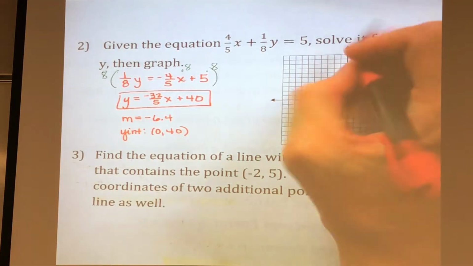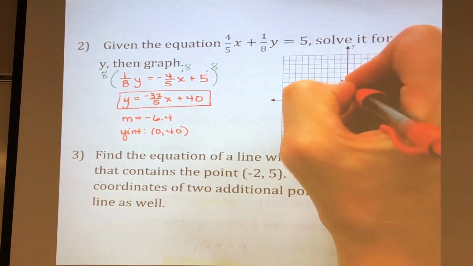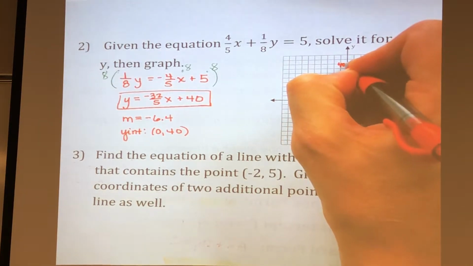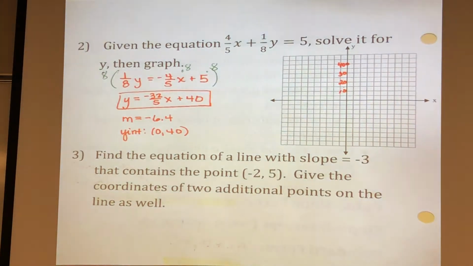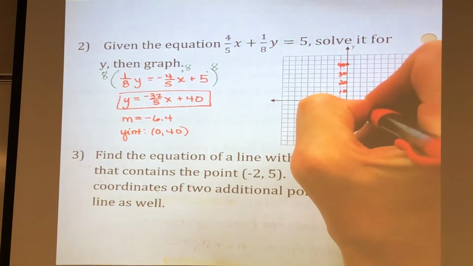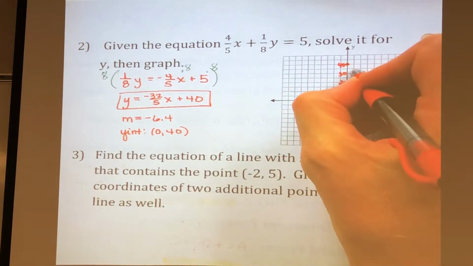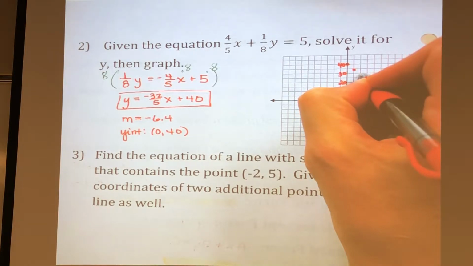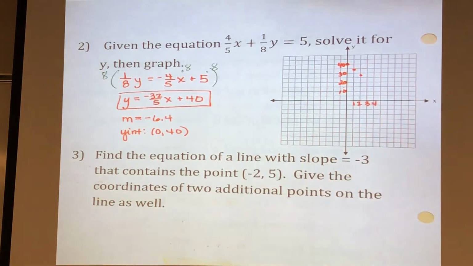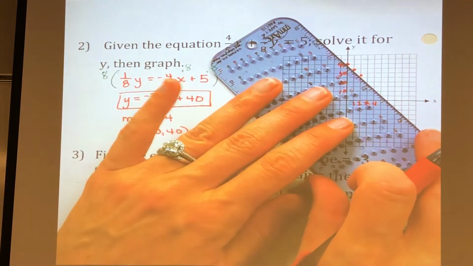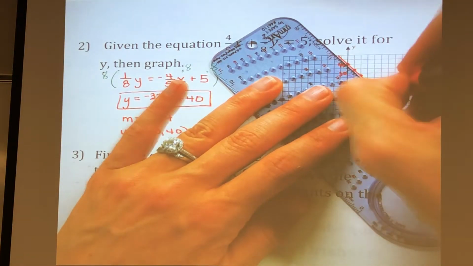We can probably count by 5, so 5, 10, 15, 20, 25, 30, 35, 40, and our y-intercept goes way up here. Now our slope, negative 6.4, so we'd go down negative 6.4 over 1 if we're counting by ones here. Down negative 6.4 over 1. Okay, it's kind of hard to go down negative 6.4 because it's such a strange number.